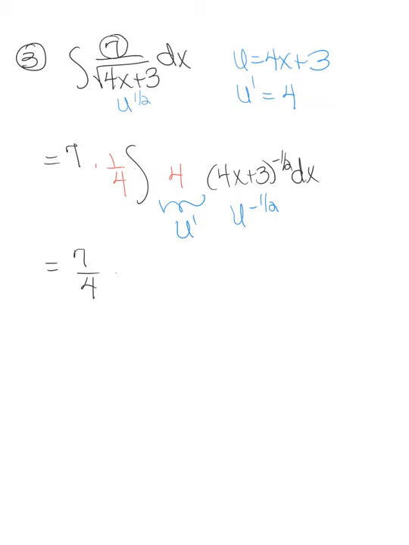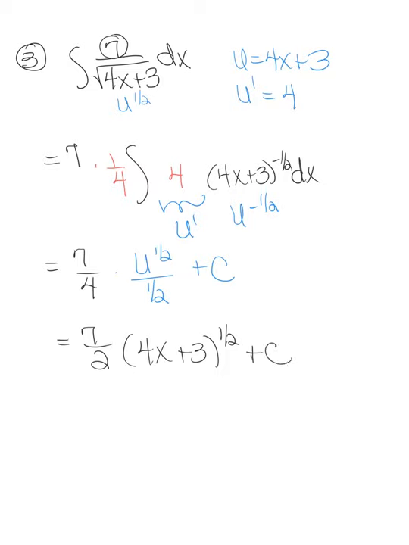And when I integrate that, I get u to the -1/2 plus 1, which is a positive 1/2 power, over a positive 1/2, all plus c. And when I flip that bottom one, multiply, and then put back in my u, I believe that what I should get here is a 7/2 times my u, which is (4x + 3) raised to the 1/2, or put it back in a square root if you prefer, all plus c.